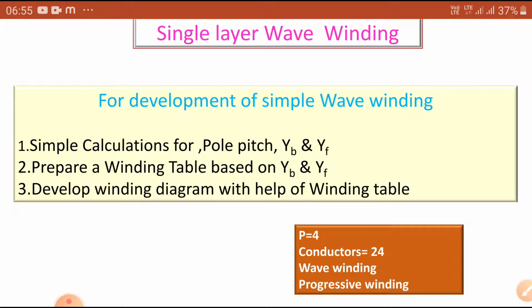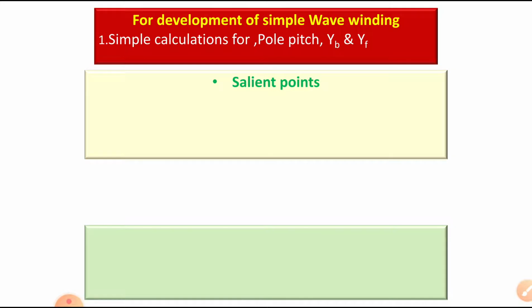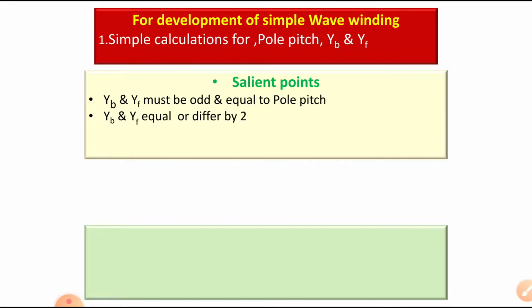Okay, so let us start. What is the first step? Simple calculations for pole pitch, back pitch and front pitch. Now, development of simple wave winding: the first step is the calculation of the back pitch and front pitch. Before going to this, what are the salient points regarding wave winding? The back pitch and front pitch must be odd and equal to the pole pitch, and the back pitch and front pitch are equal or differ by 2.